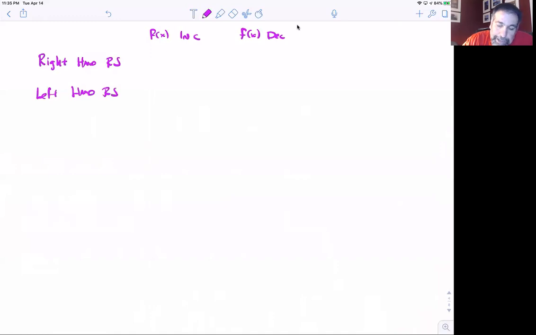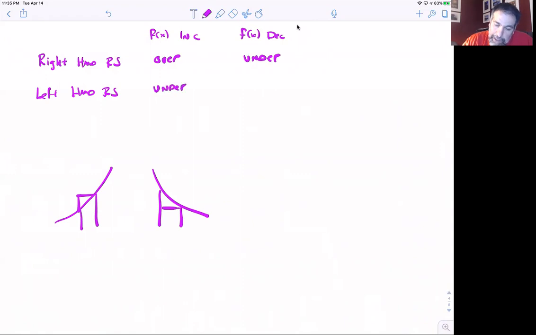Well, if you're doing a right-hand sum and the function is increasing, just think about that. Here's the drawing. If I do a right-hand sum, I'm going to have an over approximation. If the function is decreasing and I do a right-hand sum, then I'm going to have an under approximation. If I'm doing a left hand, we're going to get the exact reverse of that. So if the function's increasing and it's a left hand, we're going to have an under approximation, and it's going to be an over approximation if the function is decreasing.